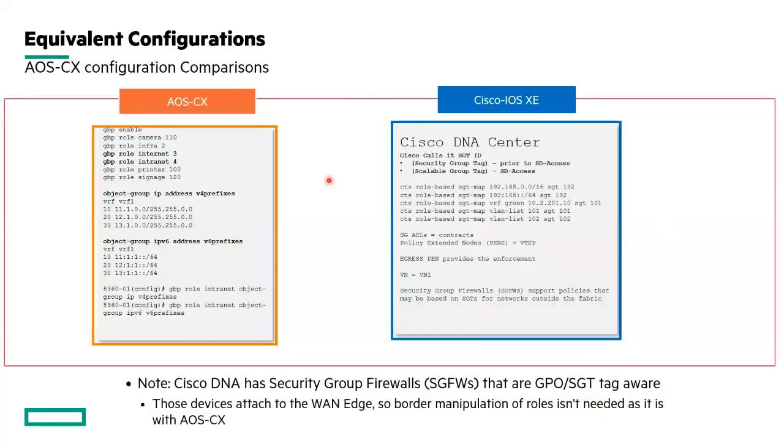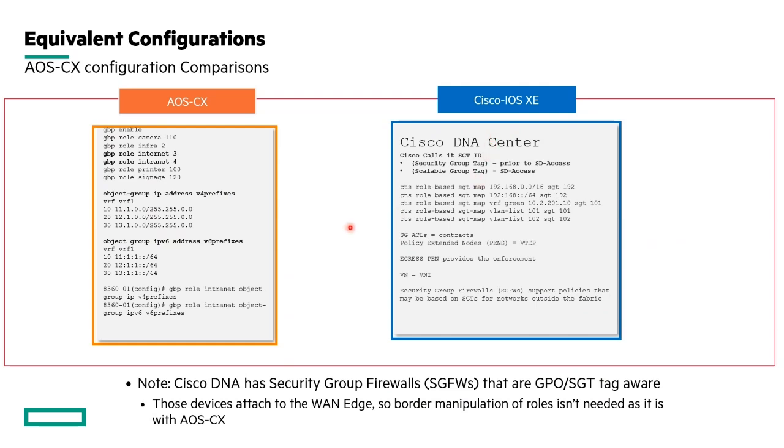And so for AOS-CX configuration comparisons, there really isn't much in the way of competitive differences. As an example, the next slide will show you H3C and AOS. We don't have an equivalent object group or role-based ACL that is equivalent in any way to what we're doing with CX. So Cisco, the closest comparison is Cisco DNA Center.